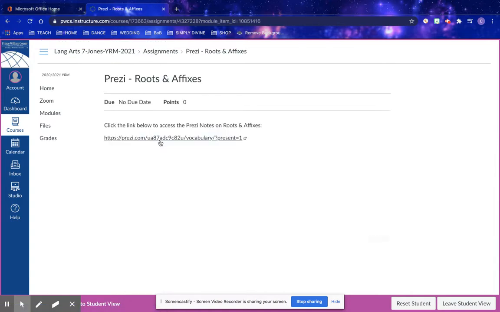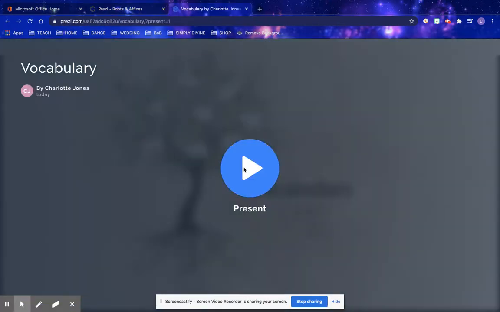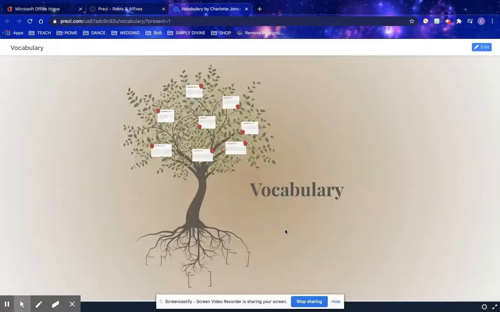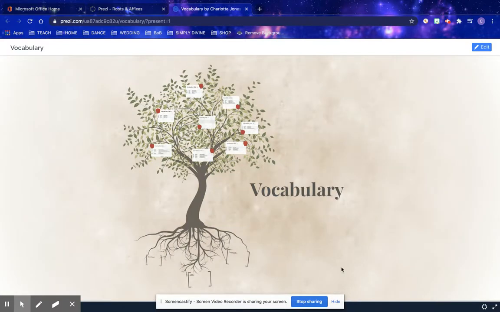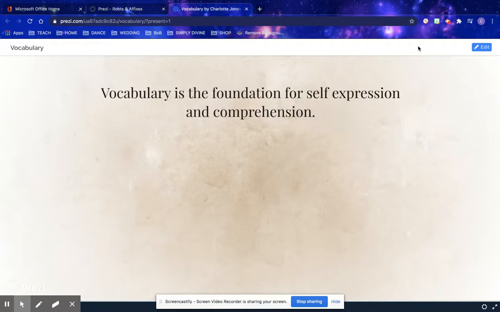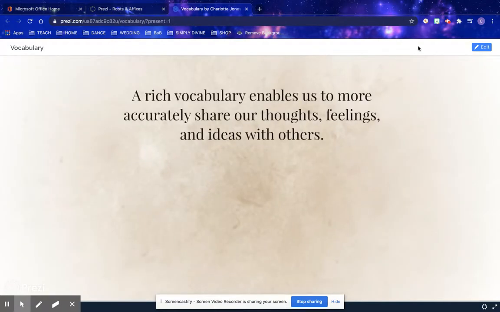Remember, this is the first week of content. So the first unit that we're starting is roots and affixes, which is a vocabulary unit that we're going to be working on. I'm just going to kind of skip through these a little bit.